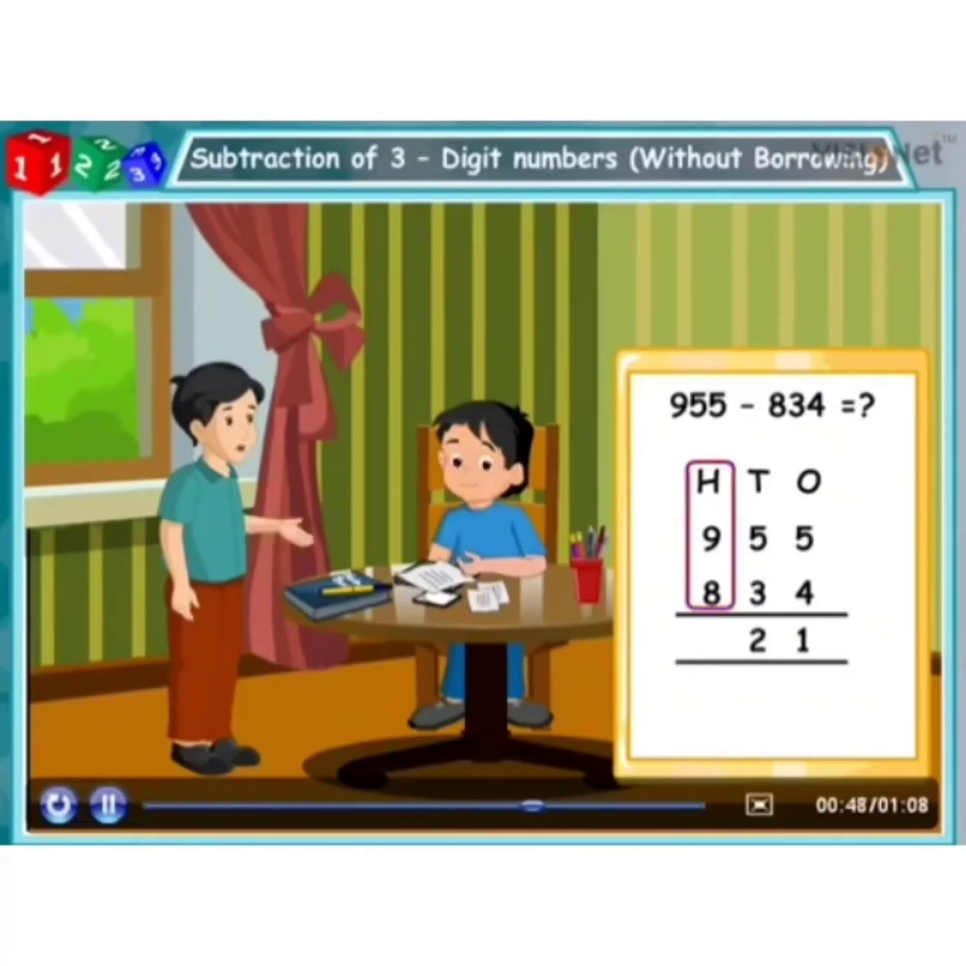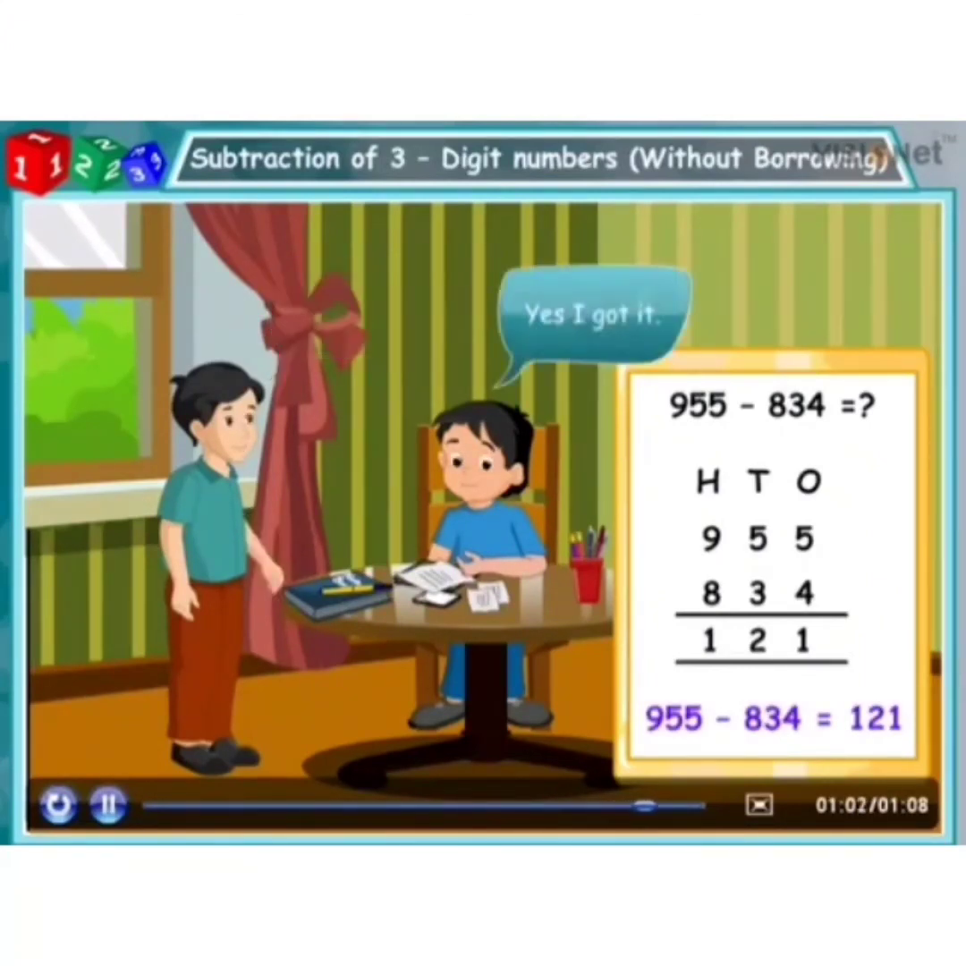Now look at 100's place. Here we subtract 8 from 9 and we get 1 again. We place it in 100's place. So our final result is 121. Have you got it, Chotu? Yes, I got it. Thank you, Motu.